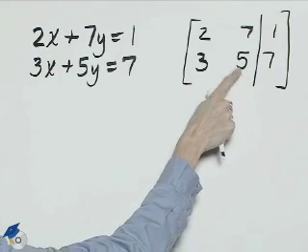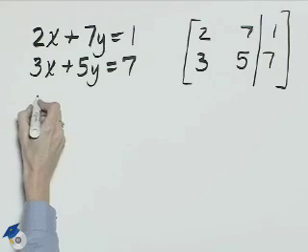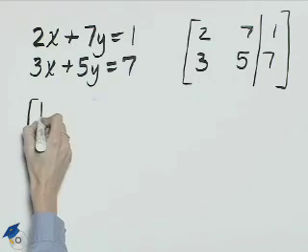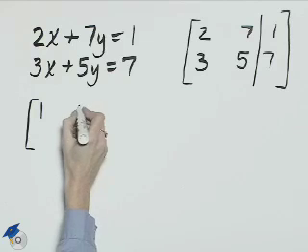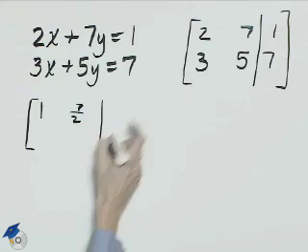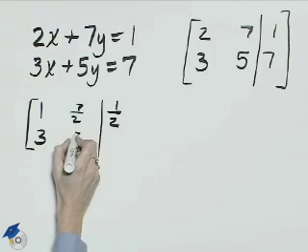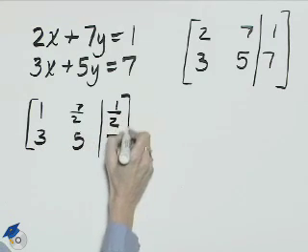So the first thing we're going to do is multiply across the top of this matrix by 1/2. That will give us 1 here. 7 times 1/2 is 7/2. And on the other side, we'll have 1 times 1/2, which is 1/2. And this will just stay as 3, 5, and 7.